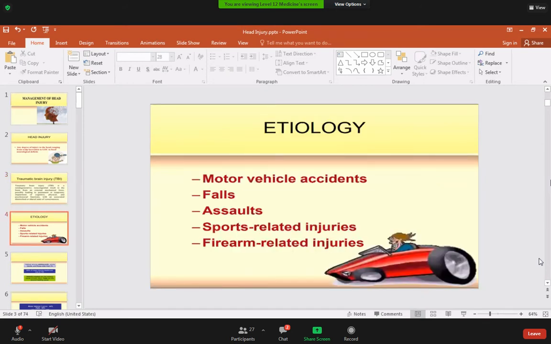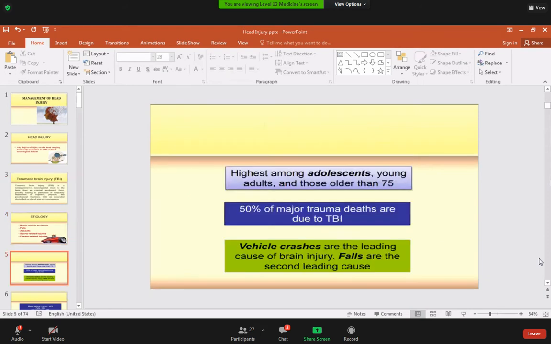Etiologically, the most common cause of brain injury or trauma to the brain is motor vehicle accidents. That's the most common cause of it. Then falls, especially in the elderly, assaults, sports-related injuries, or firearm-related injuries. These are the causes of TBI. The incidence is highest among adolescents, young adults, and those older than 75.